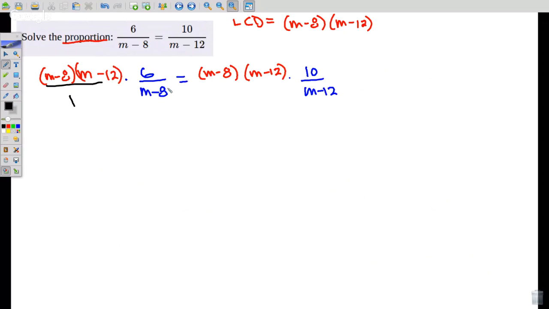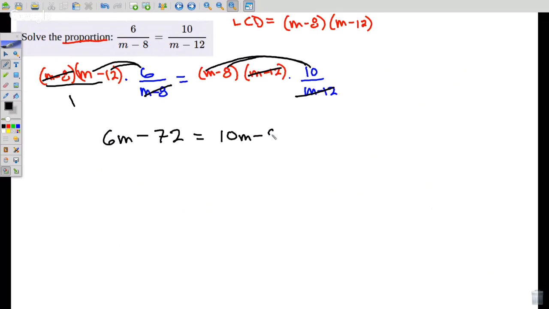Again, let's do that as over 1. And this factor of n minus 8 there will cancel with that one, leaving just 6 times n minus 12. Distribute that through, so that's a 6n minus 72. Other side, the n minus 12s cancel, leaving 10 times n minus 8. I'll have to distribute that 10 to each term. That's going to be 10n minus 80. Cool, denominators are gone. So, let's see, I guess we can take the 10n to the left.